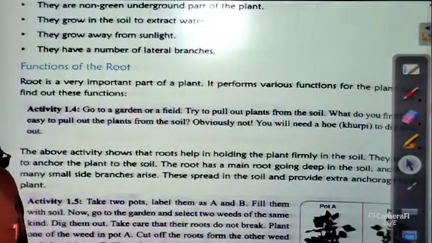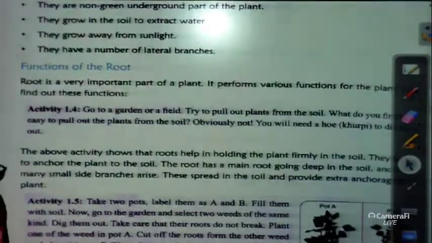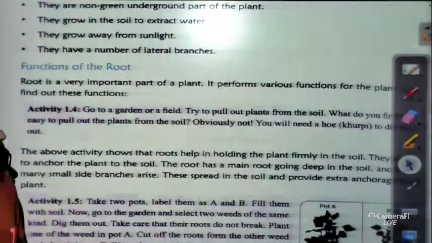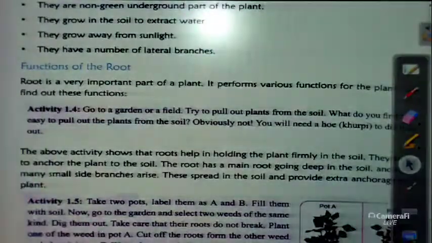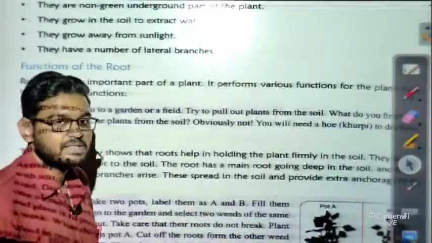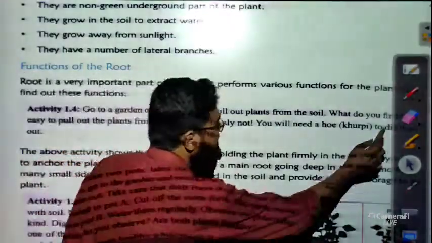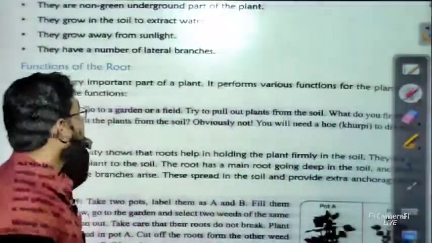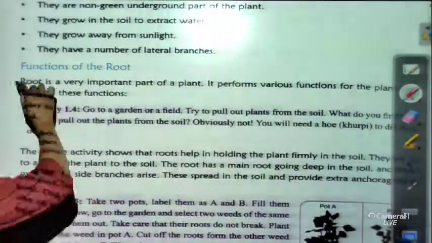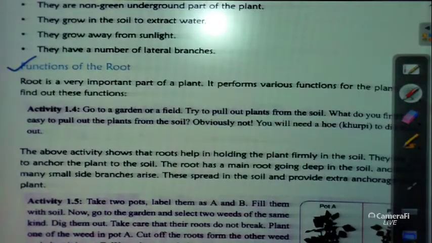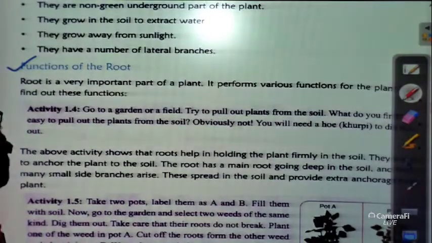In our previous lecture we discussed a lot of things of this chapter. In our previous video we saw the characteristics of the root. Now today we are going to discuss the functions of the root. What are the functions of the roots? Let us discuss the functions of the root one by one.